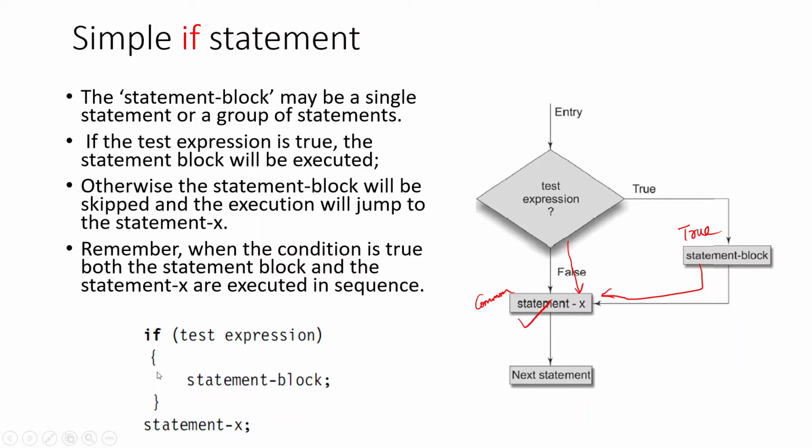And this is the syntax. Within this bracket, whatever we write will be executed if the condition is true. So here, this is the expression. If the expression is true, this will be executed and this will be executed. But if it is false, whatever is written within the brackets will be excluded, and it directly goes to statement X.